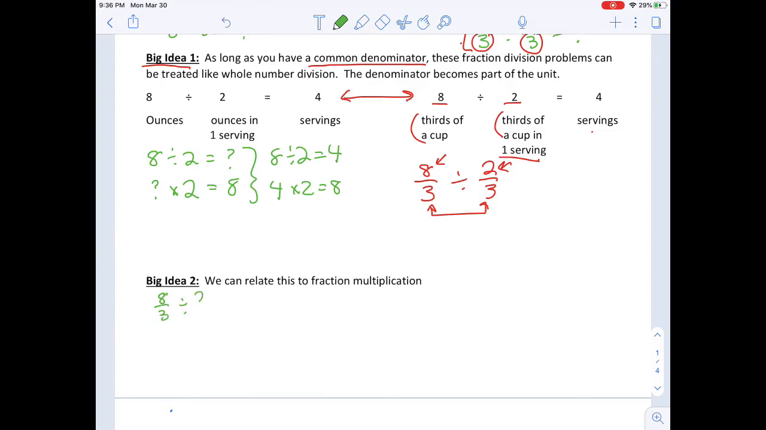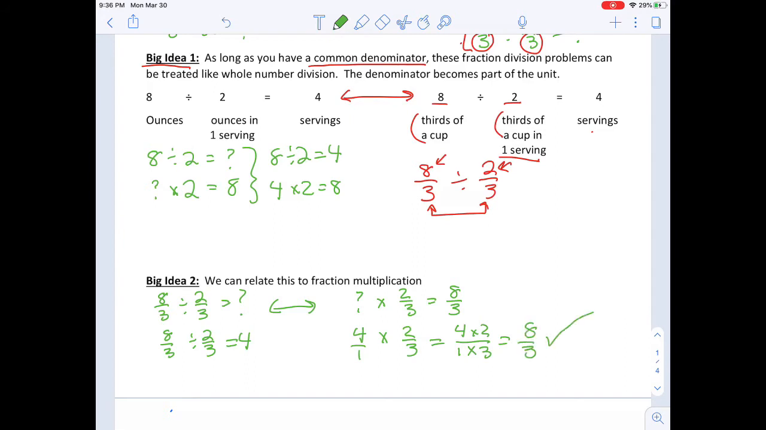8/3 divided by 2/3 can be checked by plugging our answer into the corresponding multiplication equation. So we'll check this. 8/3 divided by 2/3 equals 4. So it should be true that 4 times 2/3, well, I'm going to make this 4 over 1. Do my fraction multiplication, multiply the numerators and denominators, 8/3, and I'm good.